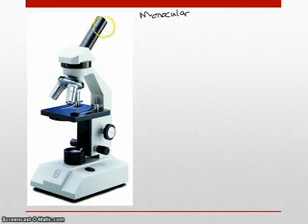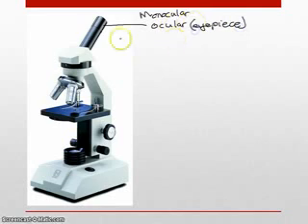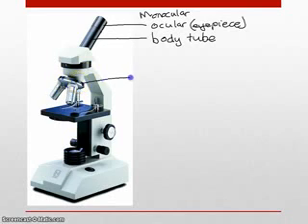And what these things are here, this at the top there is known as the ocular or eyepiece lens. This is the tube that it sits in, so that is known as the body tube. This wheel that sits here, that's known as the nose piece.